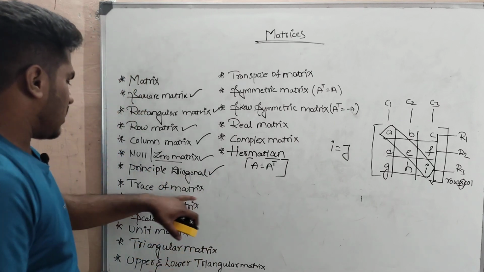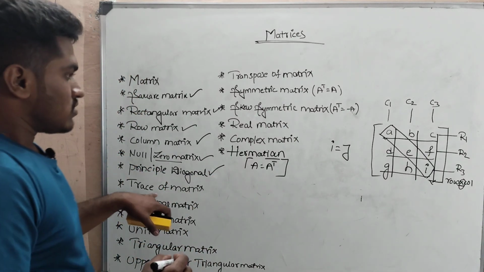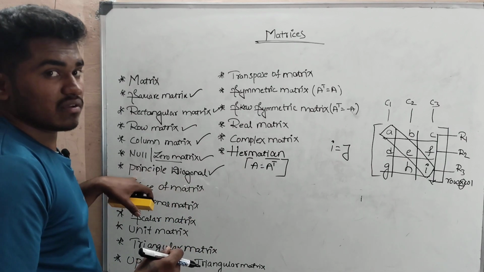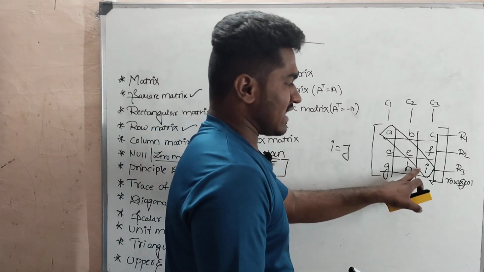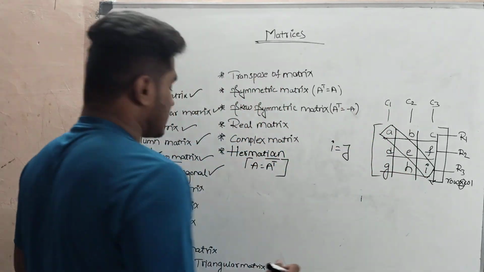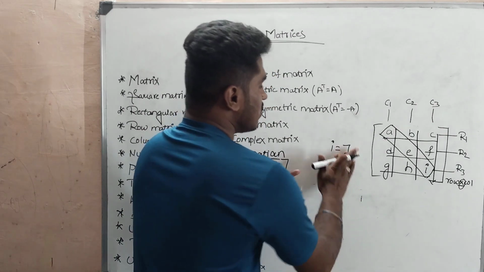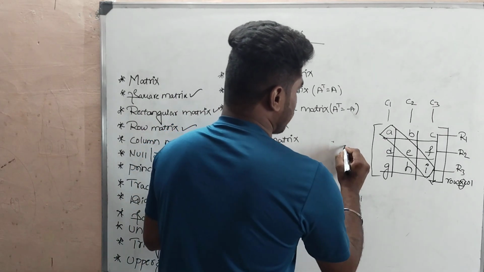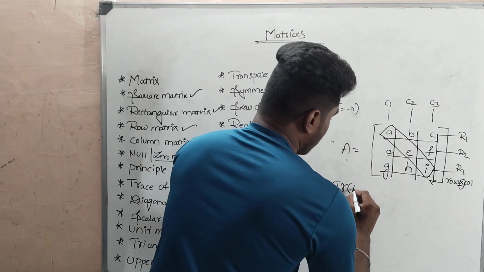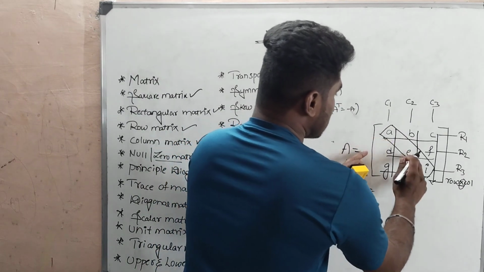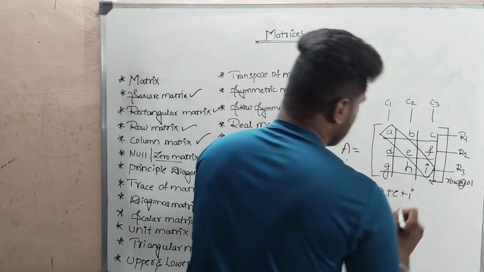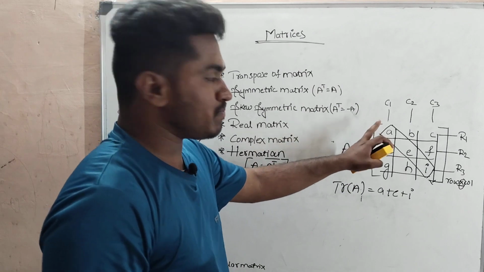And then when we come to the trace of the matrix, the trace of the matrix is nothing but the sum of the principal diagonal elements. Okay, the sum of the principal diagonal elements. Let me take the same example. Let's assume this matrix as A. So the trace of A is A plus E plus I. So this is the trace of this particular matrix.